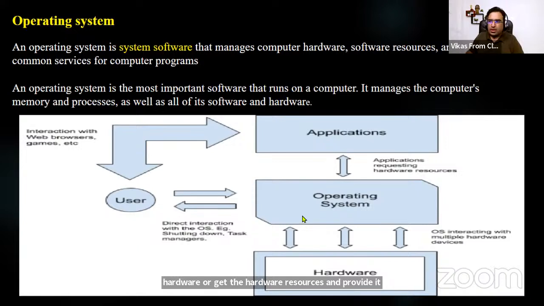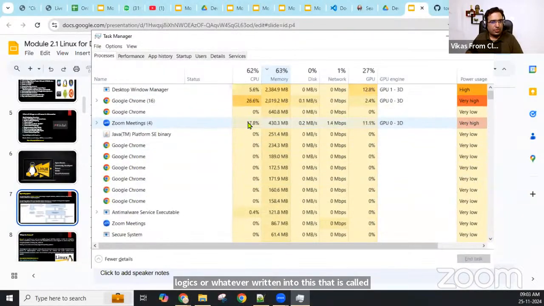Agree? Yes or no? An operating system is system software that manages computer hardware and software resources and provides common services to computer programs, that is, applications. It is the most important software that runs on every computer. It manages the computer memory, processes, as well as the software and hardware with the help of the logic written into it. That is called an operating system. In my current case, since I'm showing this screen, I'm using the Windows operating system.